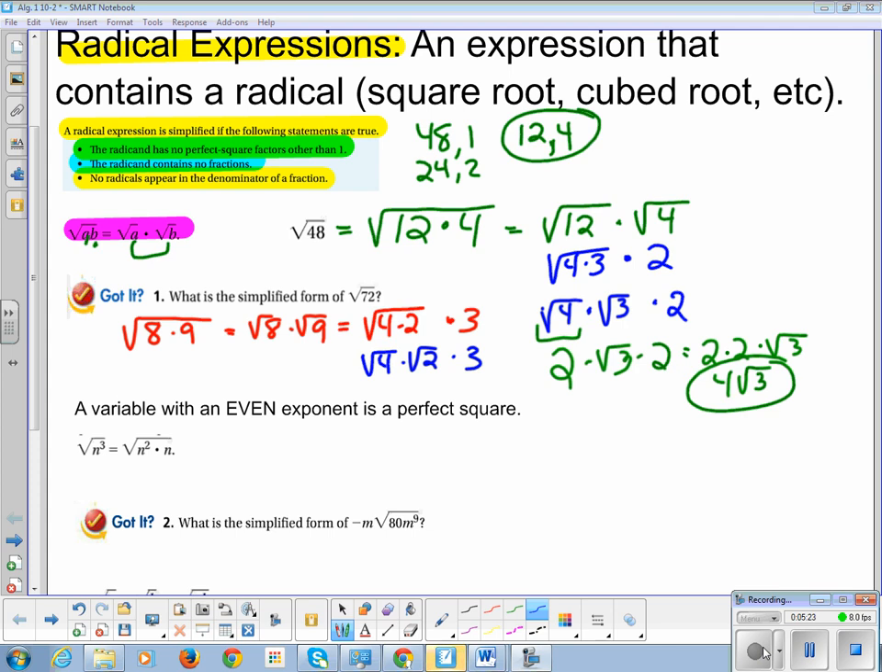We know what the square root of 4 is. It is 2 times root 2 times 3. Let's shuffle these around so that's 2 times 3, which is 6 root 2. Make sure you write your radicals second and your numbers first.